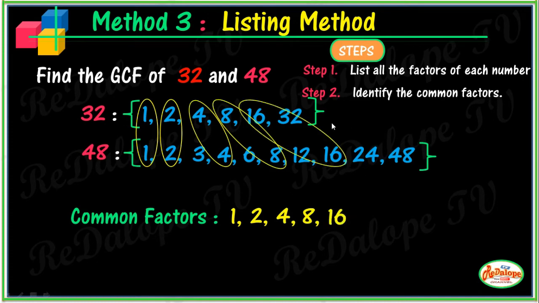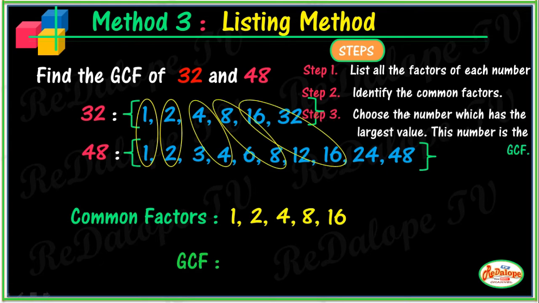Then to find the greatest common factor, we will simply choose the number which has the largest value, and that number happens to be 16. So therefore, the GCF of 32 and 48 is simply 16.